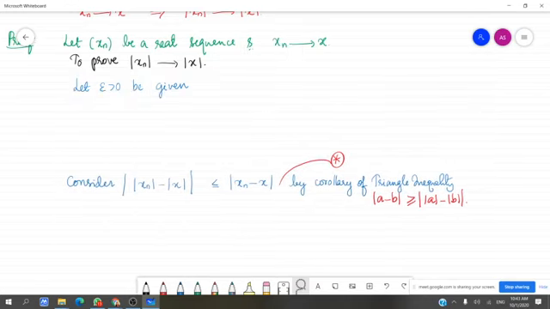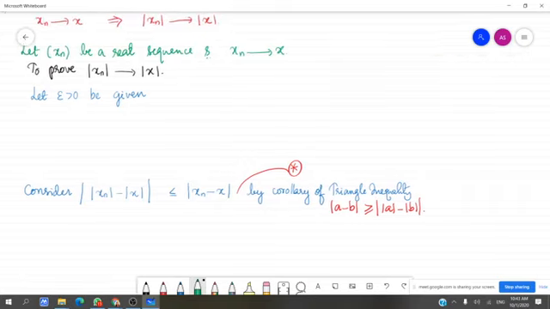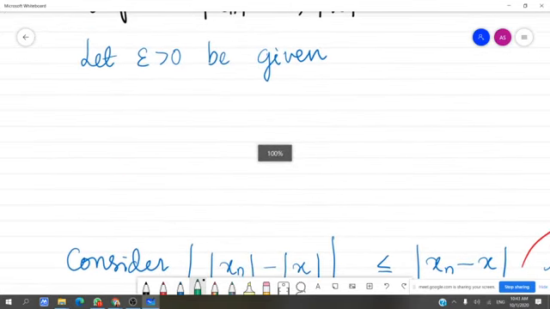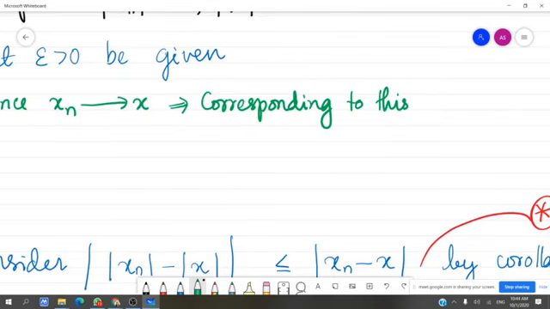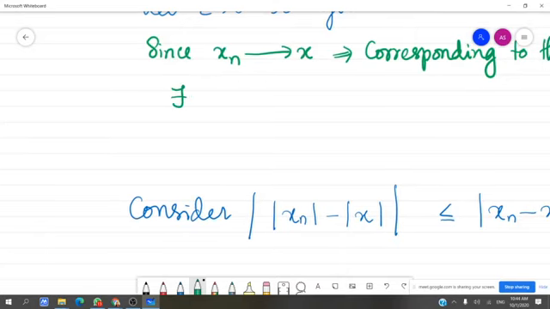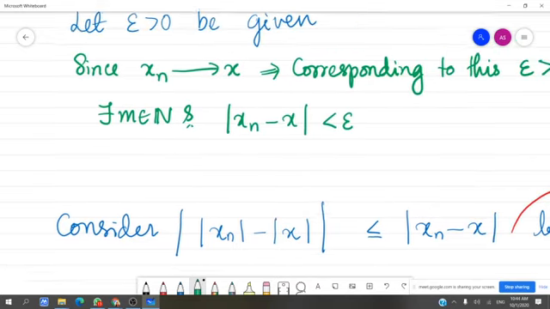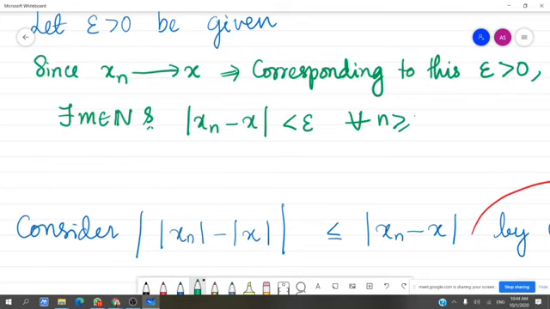Since xn is a sequence converging to x, I can write: let epsilon greater than 0 be given. Since xn converges to x, corresponding to this epsilon greater than 0, there exists a positive integer m such that modulus of xn minus x is less than epsilon for all n greater than or equal to m.